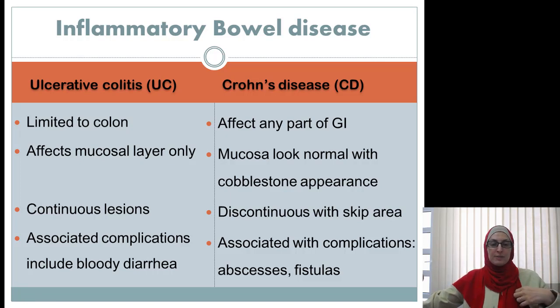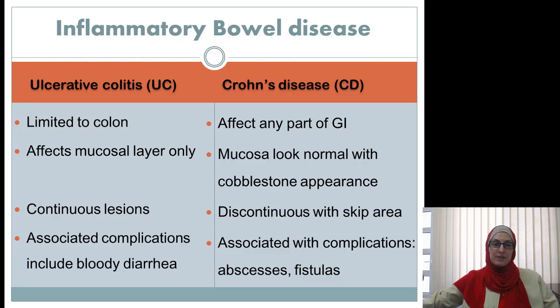So the patient would have the whole colon affected with the condition. However, in Crohn's disease, although it affects the whole GI, there are skip areas. So maybe you can see the disease affecting the oral cavity, then the esophagus and stomach are okay, duodenum is affected, jejunum is okay, and so forth. So there are skip areas within the GI system.